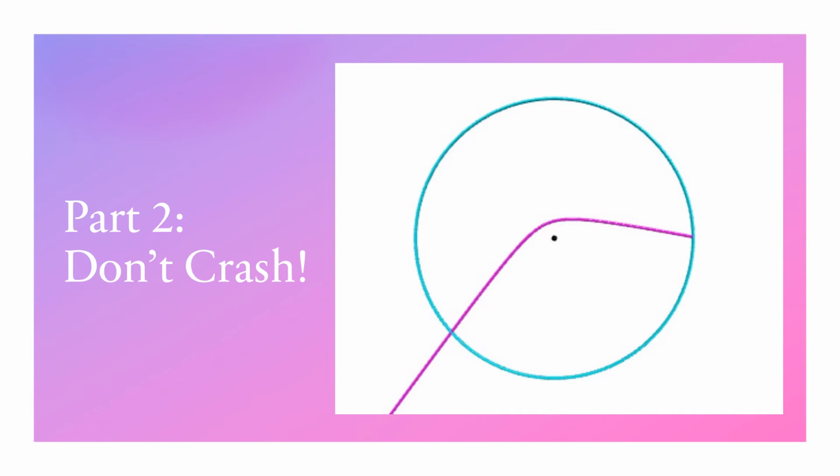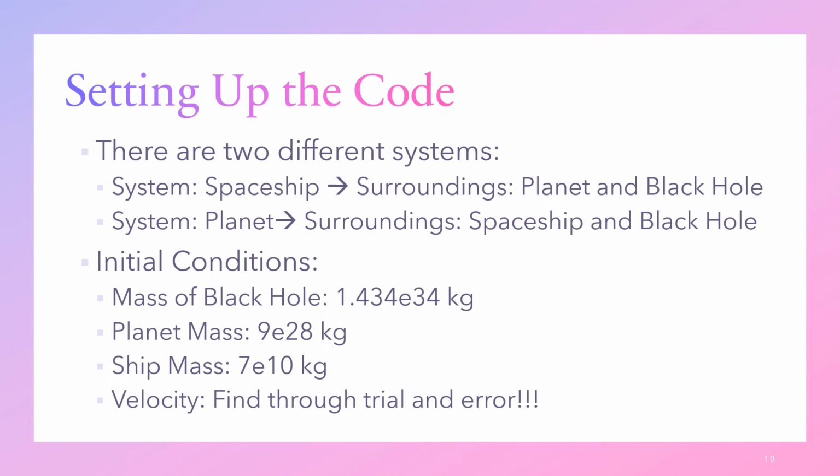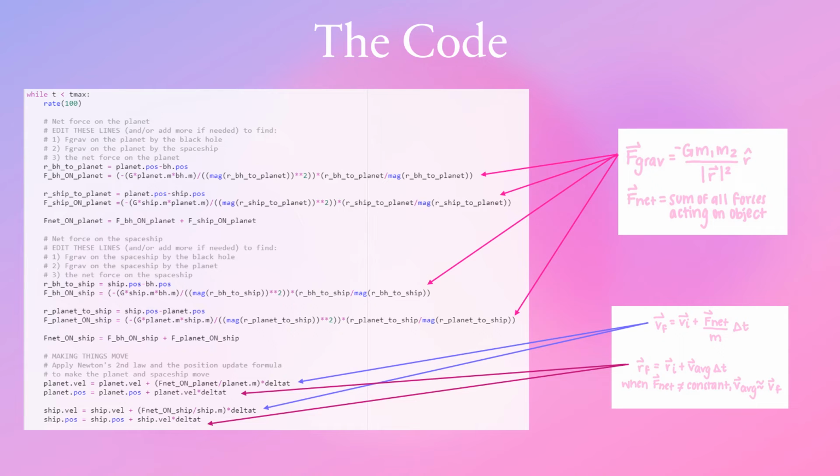Now for part 2. There are two different systems, the spaceship, which has the surroundings of the planet and the black hole, and the planet, which has the surroundings of the spaceship and the black hole. Here are the initial conditions. We use the average mass of the black hole from part 1, and the velocity needs to be found through trial and error. Here's the code that I wrote for part 2 of the experiment.